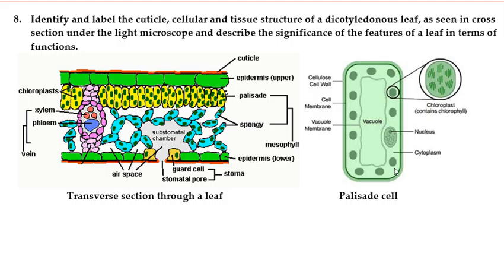Taking a little bit more detailed look at a palisade cell, it's got that typical plant cell structure that you'll have been learning about since year 7. Cell wall around the outside made of rigid cellulose, which is a complex carbohydrate. Chloroplast, a real key feature.